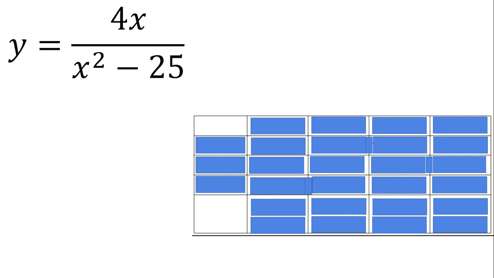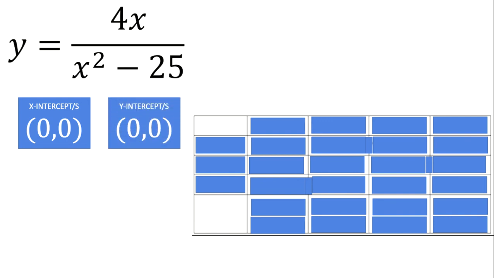Another example, we have here the function 4x over x squared minus 25. Let's identify the intercepts. If y is equal to 0, then x is equal to 0. So that's 0 comma 0. If x is equal to 0, then y is equal to 0. So 0 comma 0. Our intercept here is 0 comma 0, at the origin.